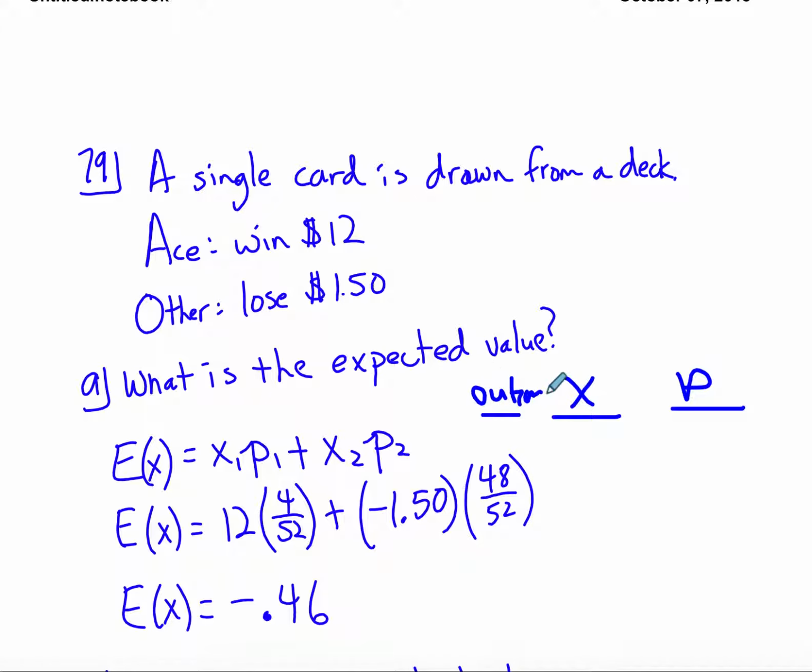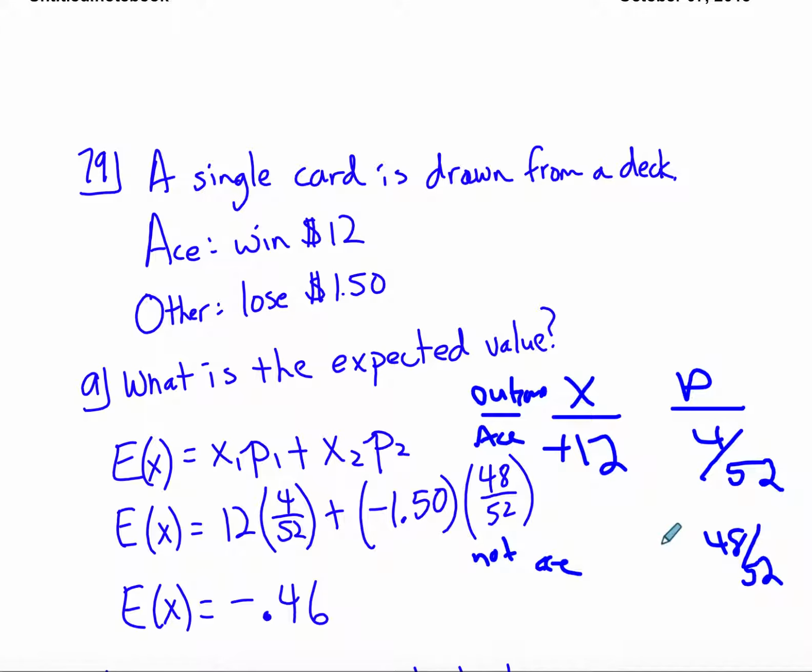Your outcome is you get an ace, or not an ace. If you get an ace, you win $12. So that's plus $12 because it comes to you. Your probability of getting an ace, well, there are 4 aces in a deck of cards, so 4 out of 52. Your probability of not getting an ace would be 48 out of 52, because you do 1 minus, because it's a complement. It's not always the complement when you do expected value, but in this case it is.